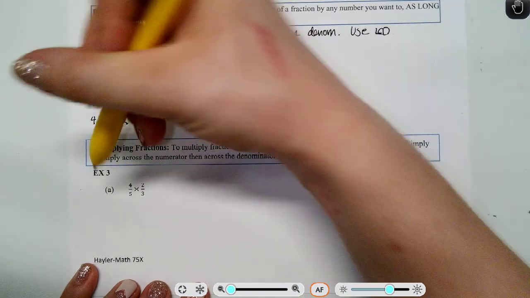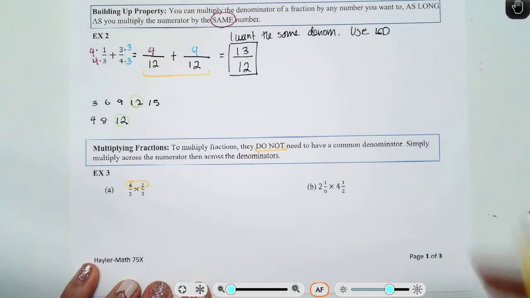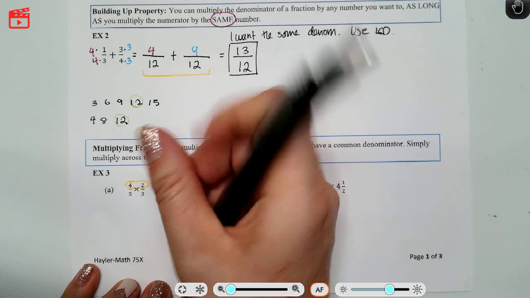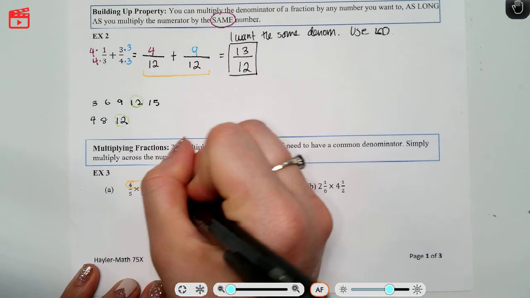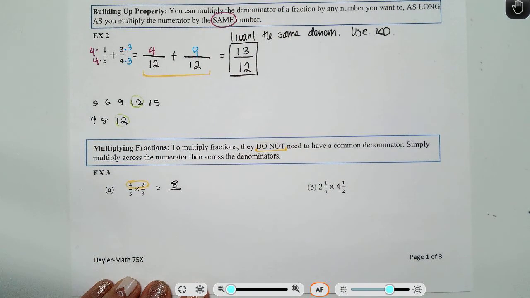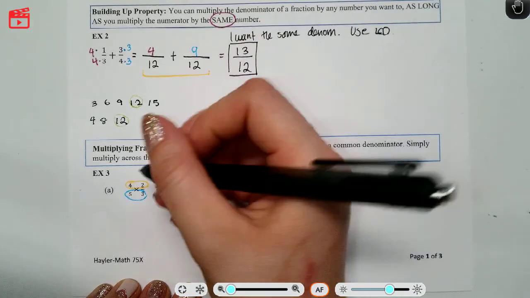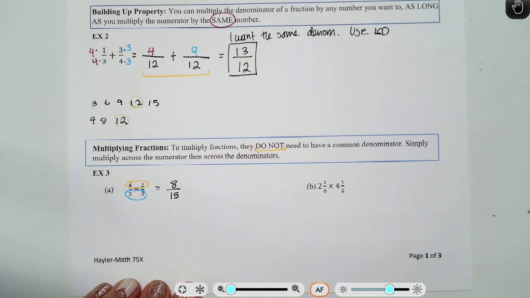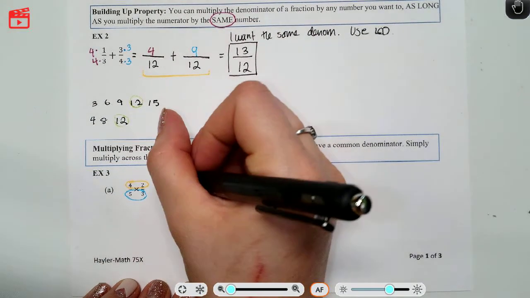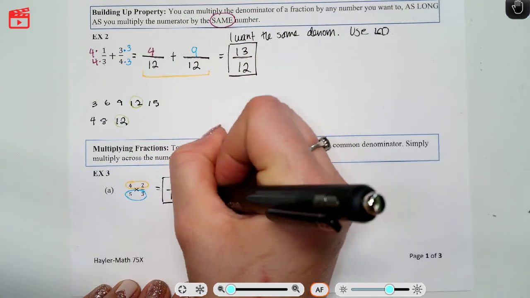Well, what is the plan? Multiply across the top. So 4 times 2 is going to be 8. And then multiply across the bottom. 5 times 3 is going to be 15. Can we simplify that? There's no number that can divide both of them, so that's it. We're done. Not too bad.